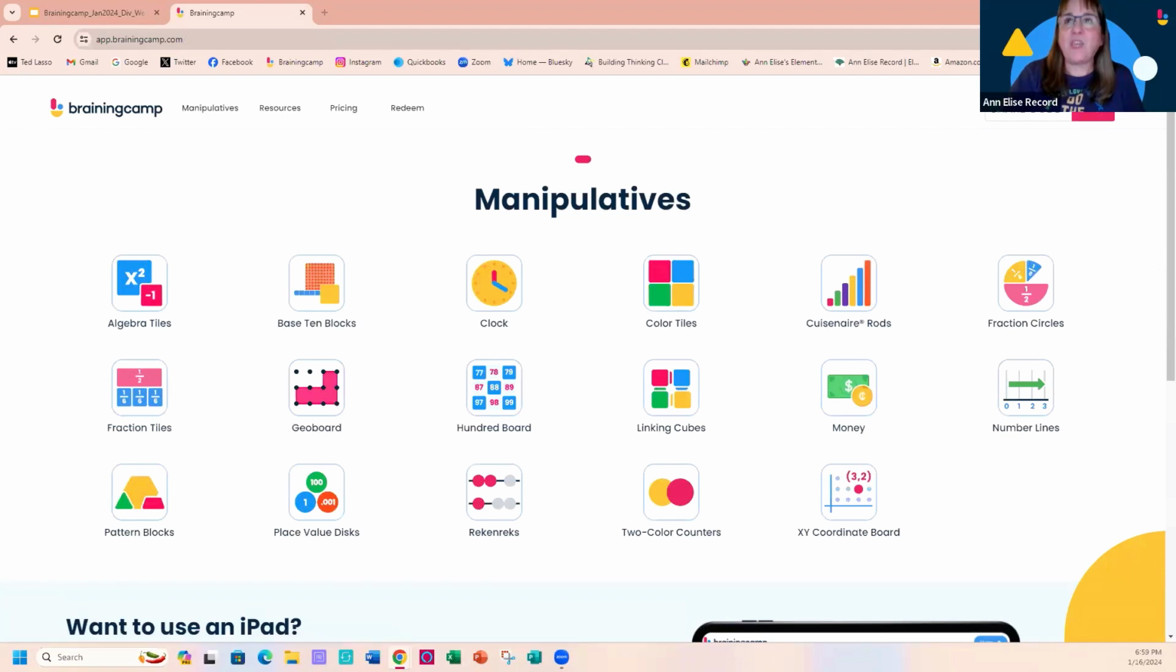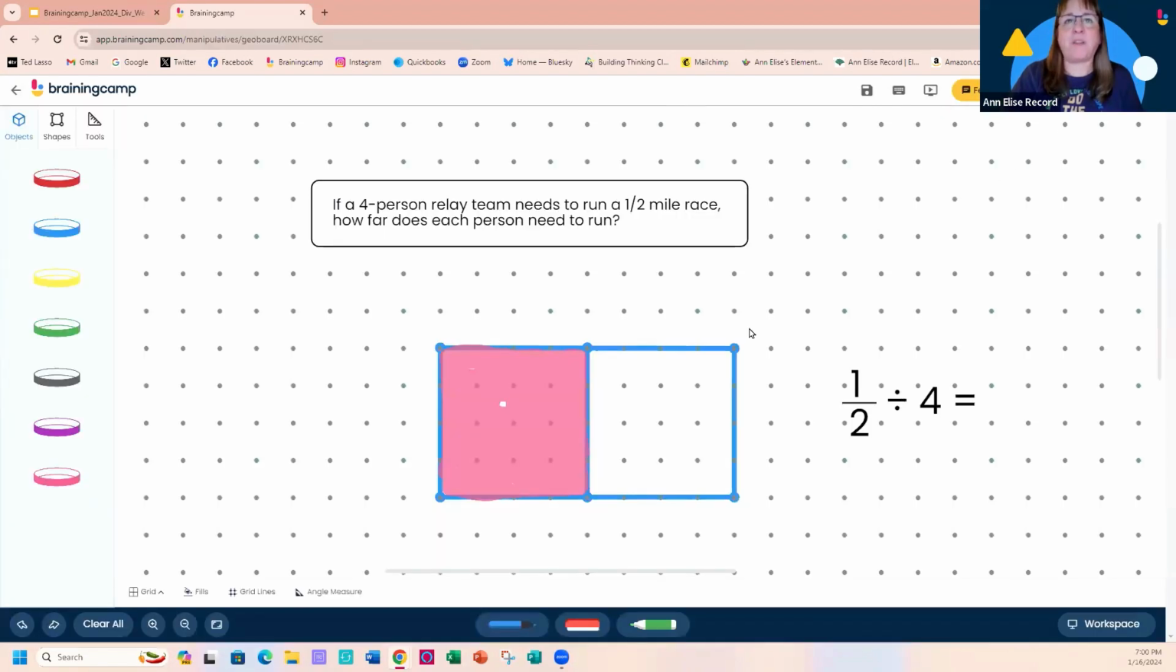And then lastly, we'll do dividing the unit fraction by a whole number. And this is where I do go to a fair share. This is the partitive division of the fair share. So a 4-person relay team needs to run a half-mile race. How far does each person need to run? So the team is just running a half-mile race. So how far is each person running? Each of the 4 people.